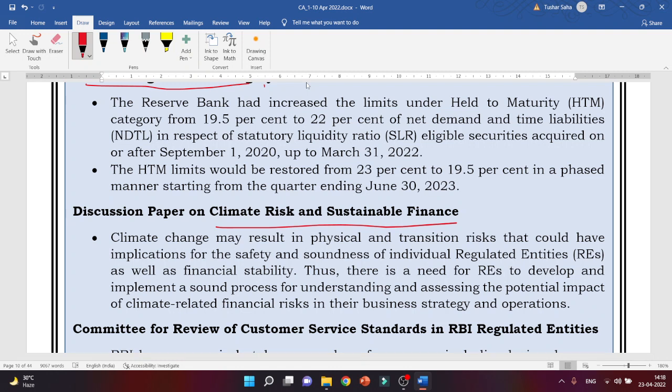RBI has studied that if India adopts a few measures one day, the economy will go through a change because of climate change. For example, in COP 26, the Prime Minister made a commitment that India would reduce fossil fuel use by 50% by the end of 2030. So what is the impact on the banking sector? This is that discussion paper. And in the long term, by 2070 we would be carbon neutral. What would be the impact on the banking and finance sector?